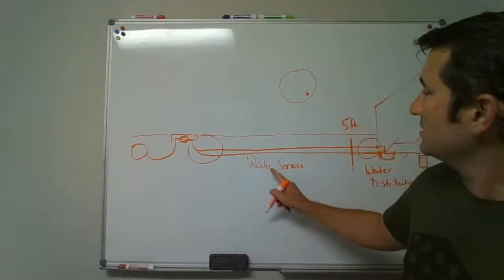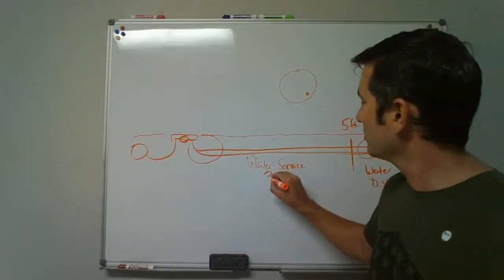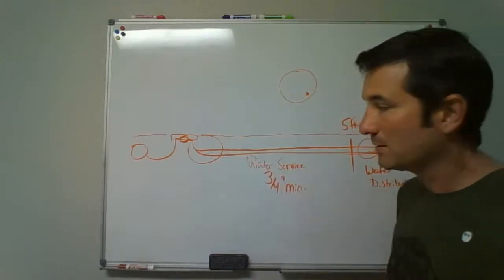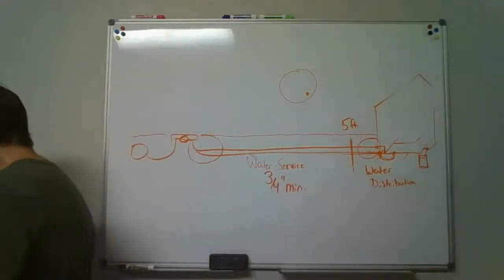In this code, it says, what is the minimum size of this water service line? 3/4 of an inch. Minimum. All right, that's 603.1.